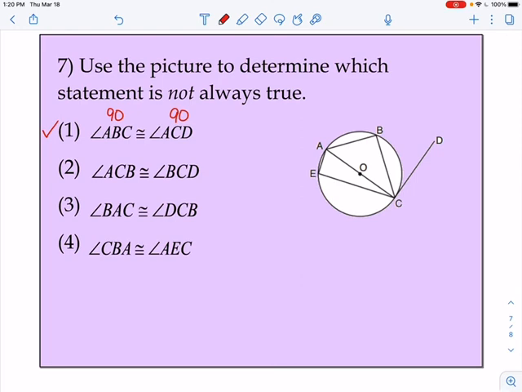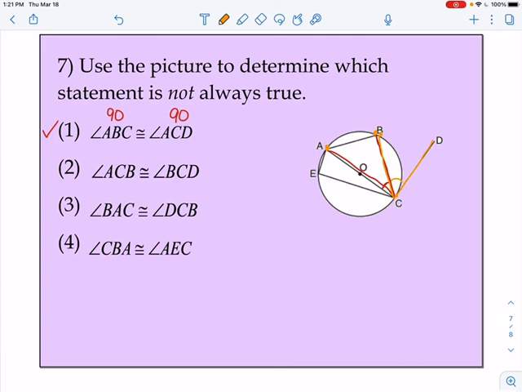Choice number 2, I have ACB is congruent to angle BCD. ACB is going to be this angle here. Again, ACB. And again, I'll change colors just to try to make it a little clearer here. And then I have BCD, which is right here. Okay, so the only thing that I can say about those two angles is that they are half of their intercepted arcs, and they're not intercepting the same arc. The red angle intercepts arc AB, and the orange angle intercepts arc BC. And we have no idea if the two arcs are congruent.